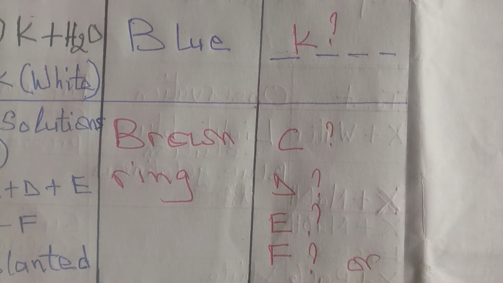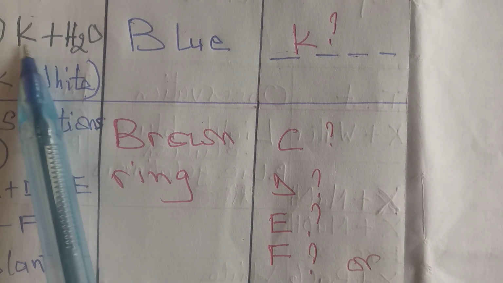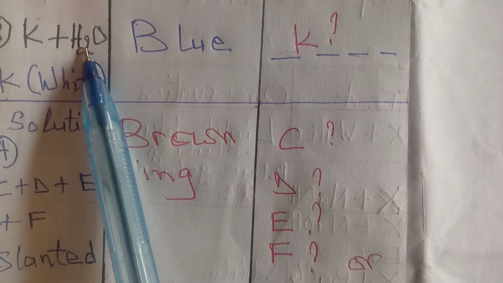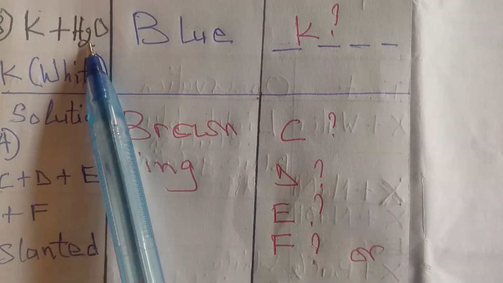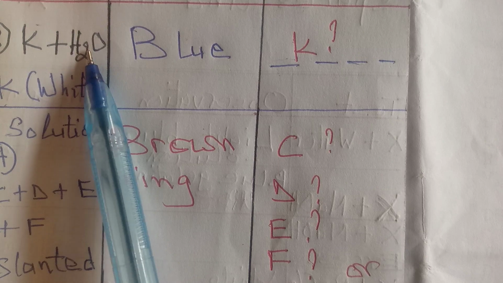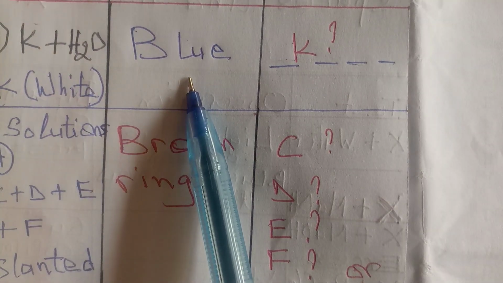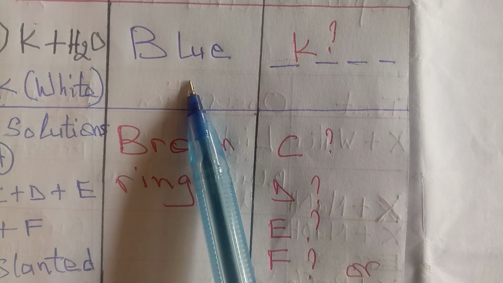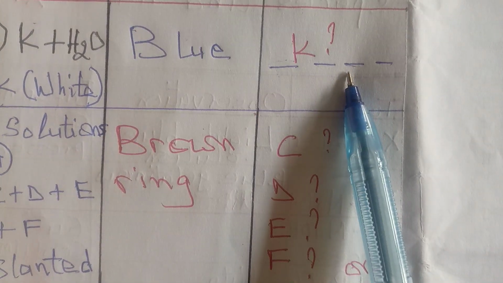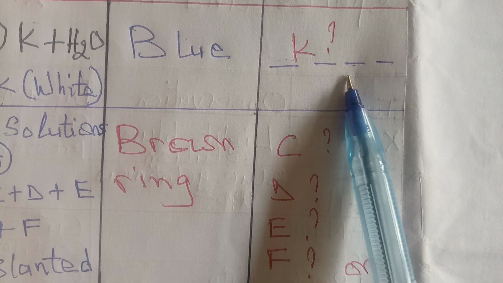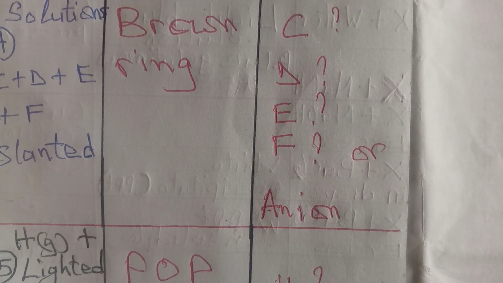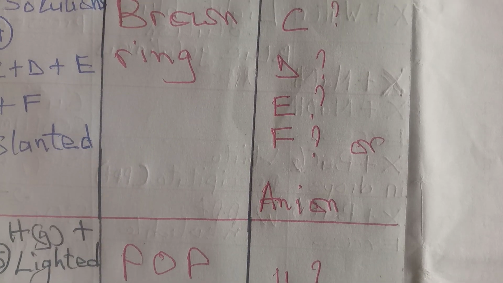Number 3. Substance K is solid and is white, and a few drops of water were poured on it. Under observation, we were told that substance K, which was white when solid, turns blue. Can you therefore conclude or tell what is K? Think about it.